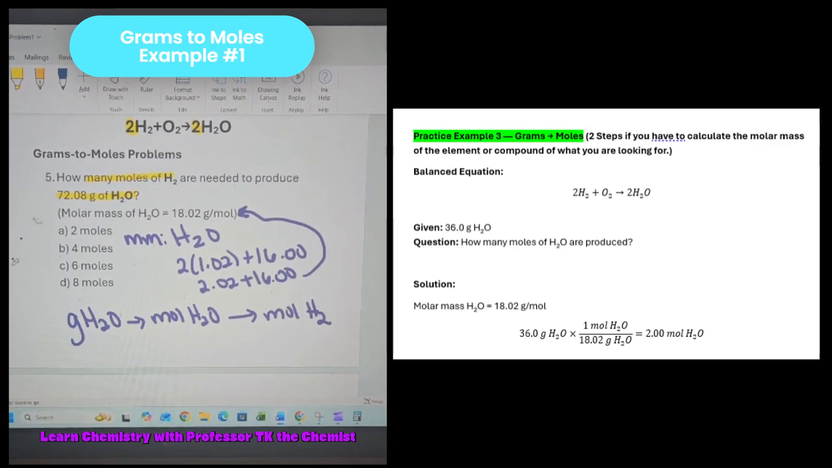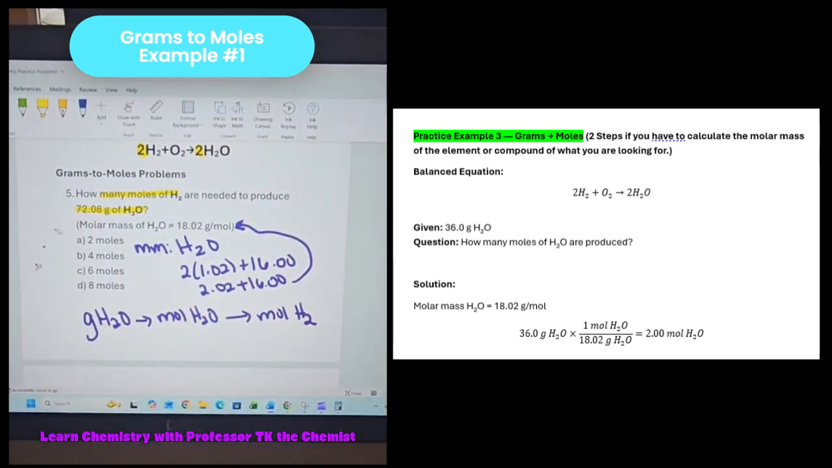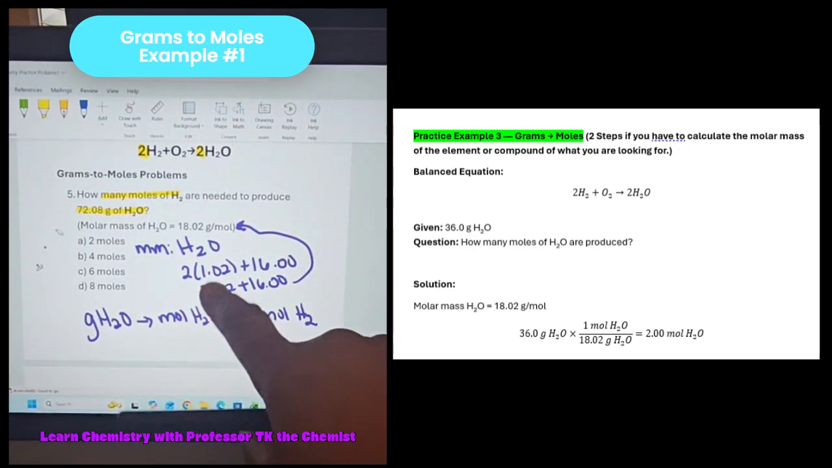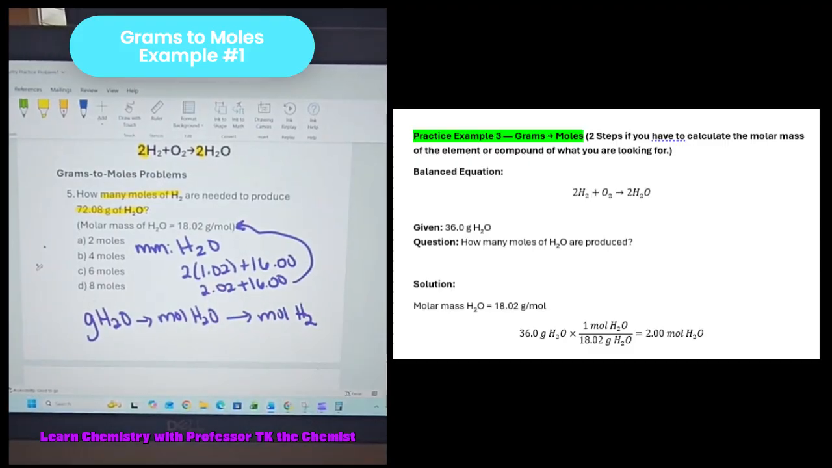All right. So now what is the next step? To go from grams of water to moles of water, use this number right here. Remember that Frank's conversion thing that I talked about?